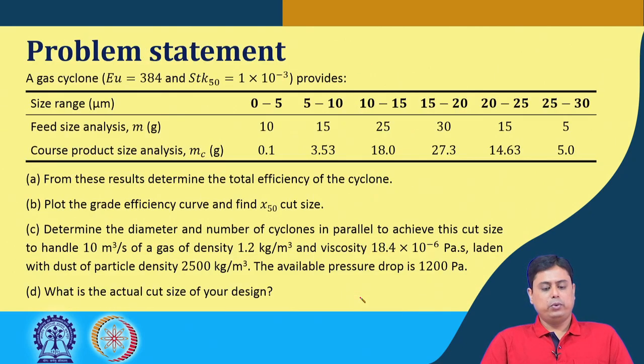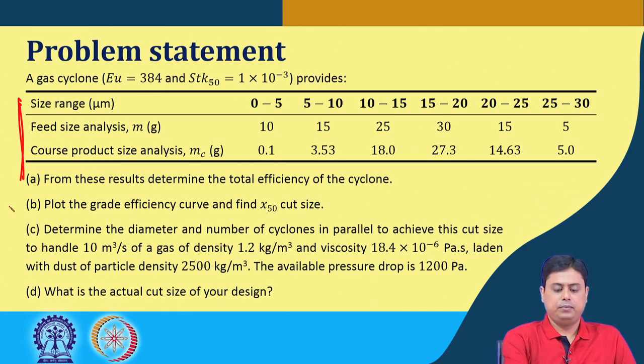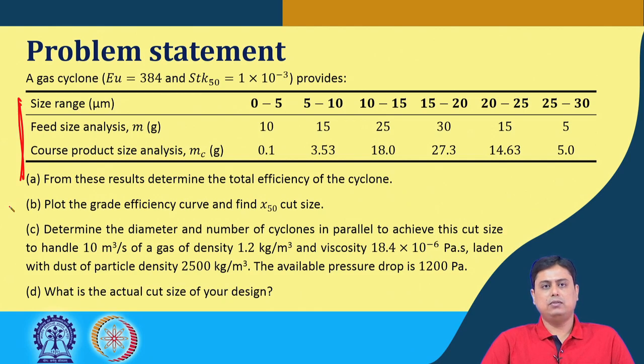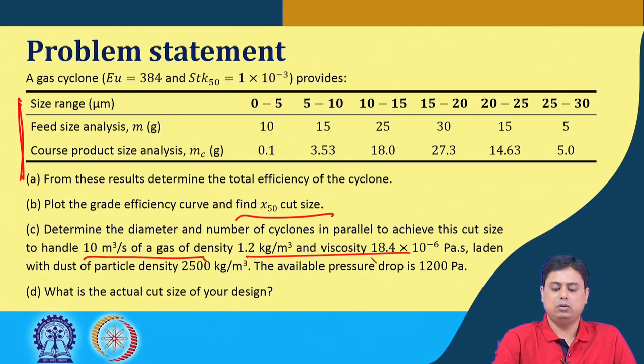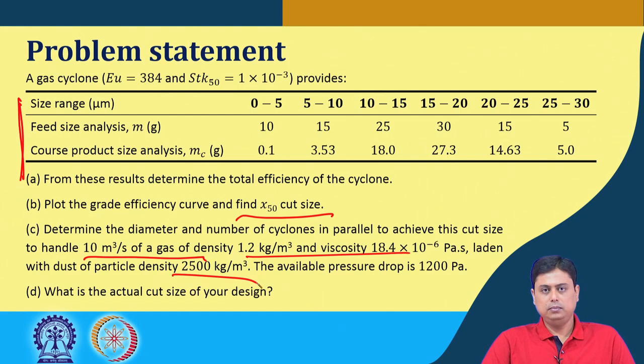Now again, if we quickly go through another similar problem, but there is a small twist, I would say, again a gas cyclone of known Euler number and Stokes number gives this kind of separation. The size range, mass of the feed, mass of the product size is given. So, what is the efficiency? Plot the grade efficiency, find out the X50. Now, determine the diameter and number of cyclones in parallel to achieve this cut size, that is this equiprobable size, to handle a certain flow rate of known density, known viscosity and known particle density. The allowable pressure drop is also mentioned.